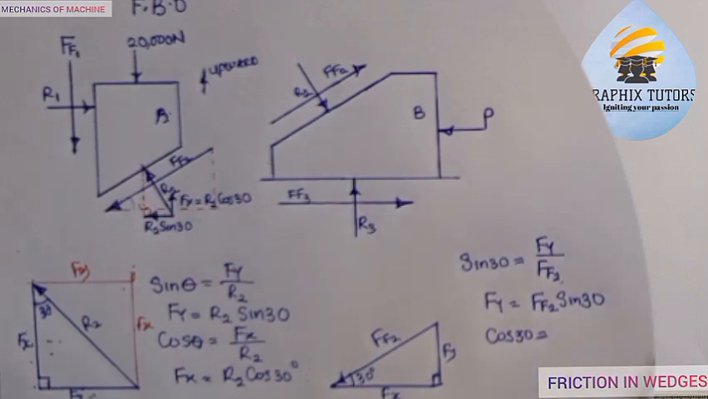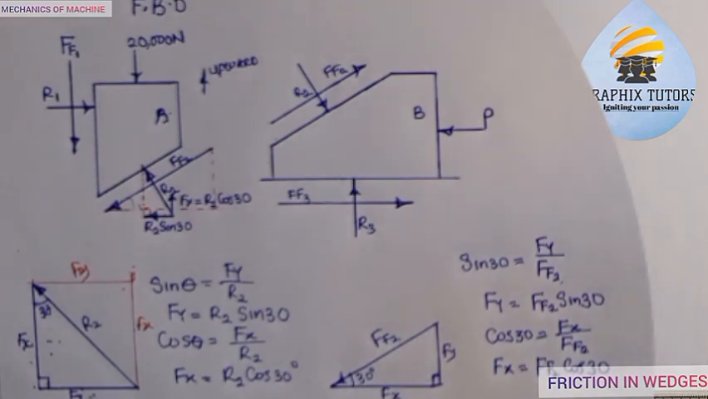Adjacent over hypotenuse. So where the angle is facing is my opposite, automatically the other side is my adjacent. So this will be my Fx all over frictional force 2. If I cross multiply, my Fx here will give me frictional force 2 cos 30. So we've gotten the Fx, and I've gotten the Fy.